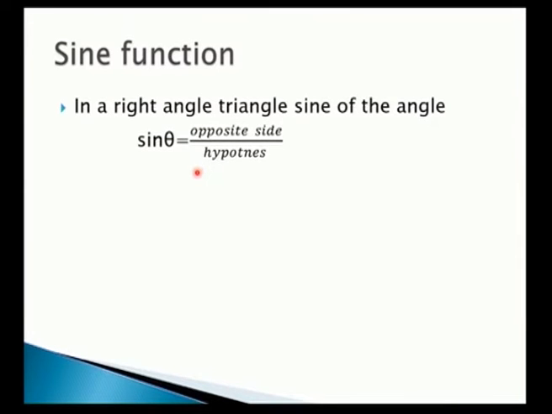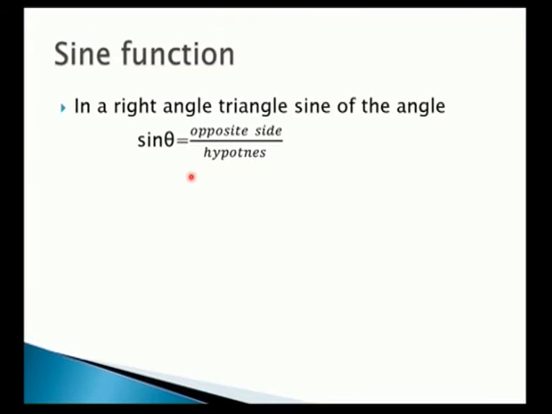Sine function. You know, sine function is a trigonometric function which can be obtained from a right angle triangle. Consider a right angle triangle. In that right angle triangle, one angle will be 90 degree. Sum of other two angles is equal to 90 degree. Out of those two angles, consider one angle.